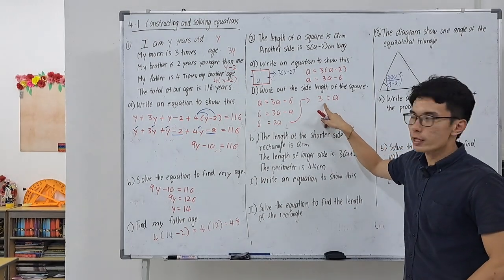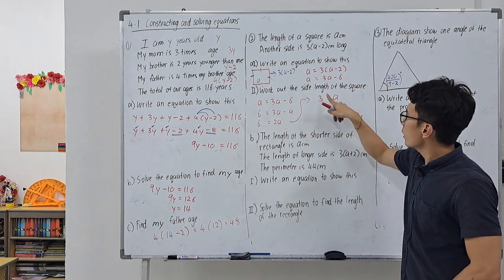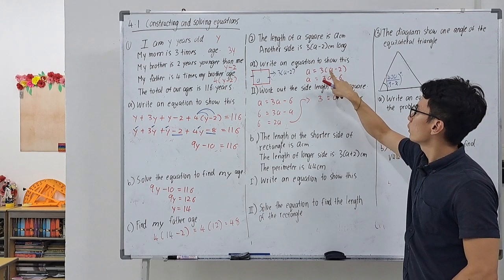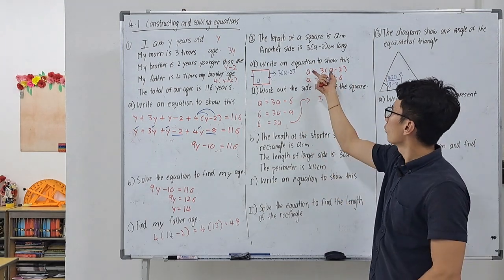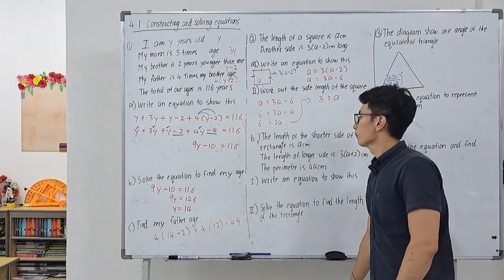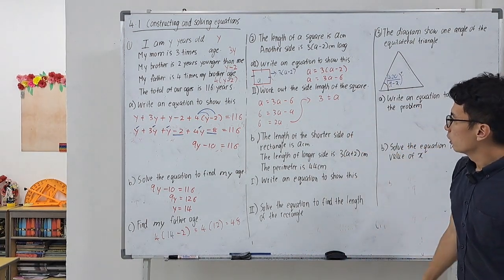Alright, and we can quickly check if this is correct. So a is 3, we know this is 3, and 3 minus 2 is 1, 1 times 3, and that's 3. So both of these expressions actually have the same value. Alright? Next one over here.